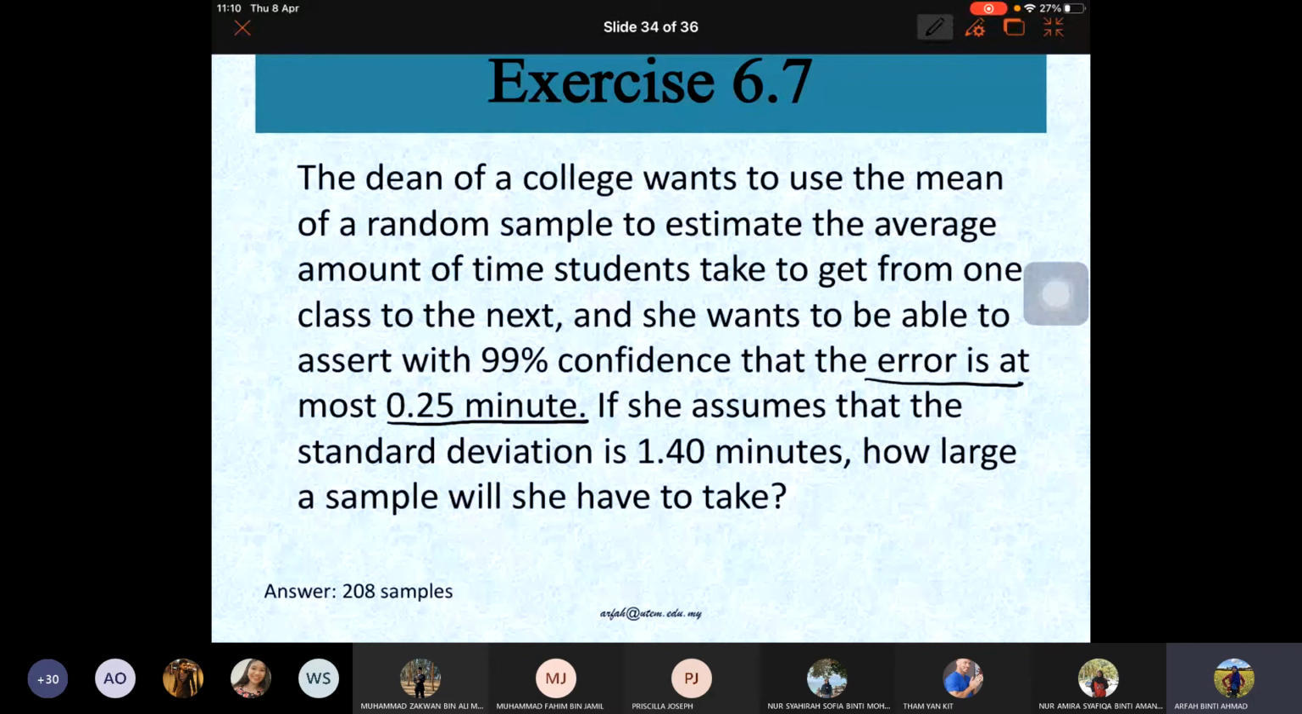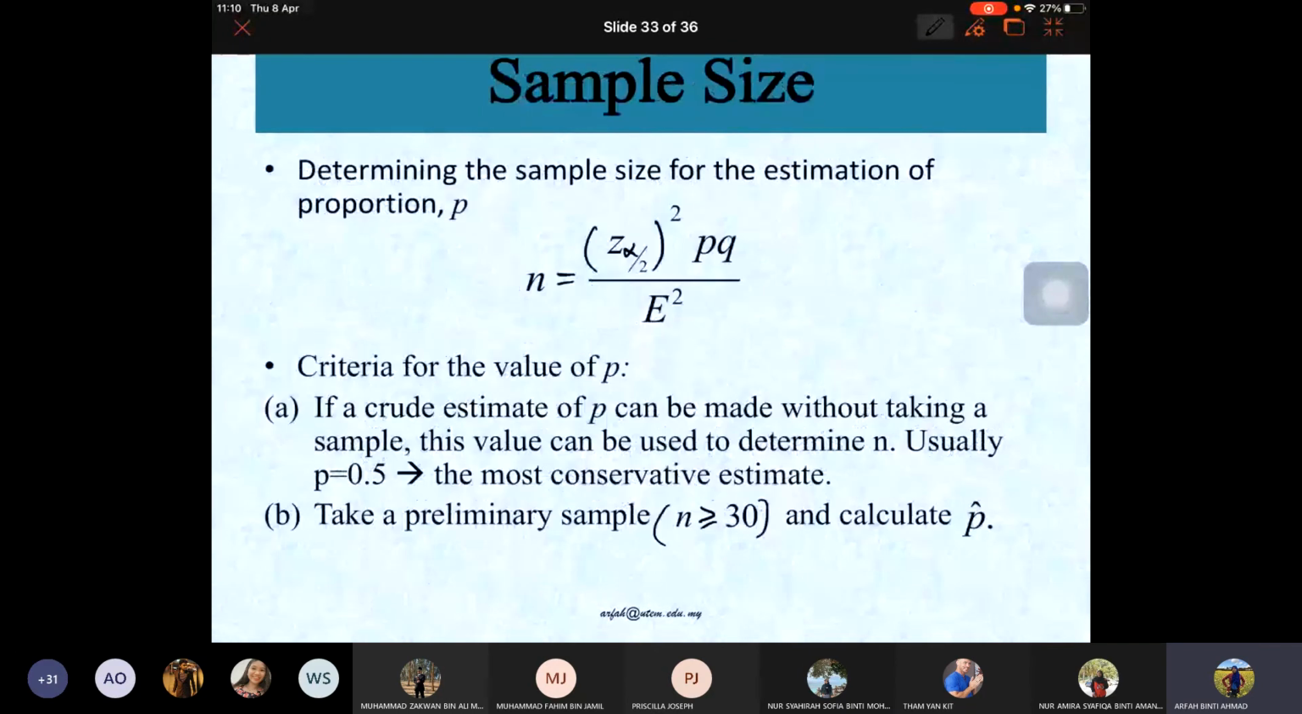Standard deviation. Okay. So 1.4, this one from population or from sample standard deviation? So 1.4 is S. Okay. And then dia bagi 99%. Okay. So 99%. So take a look at the formula for this example.